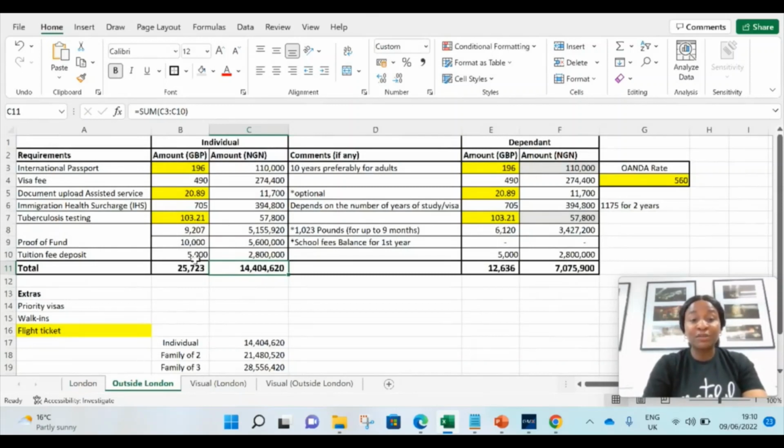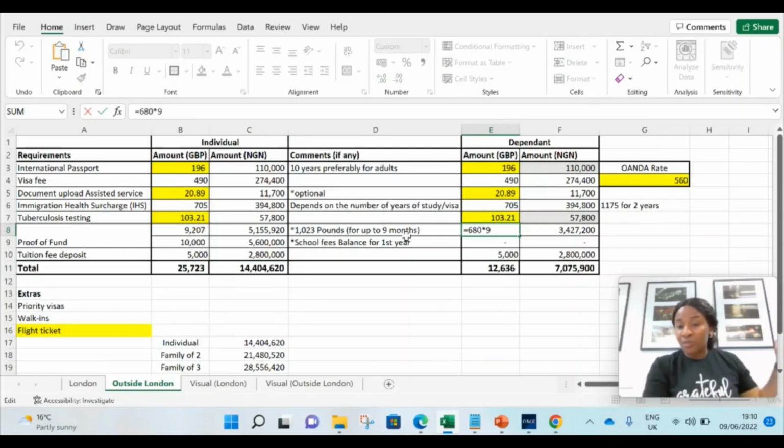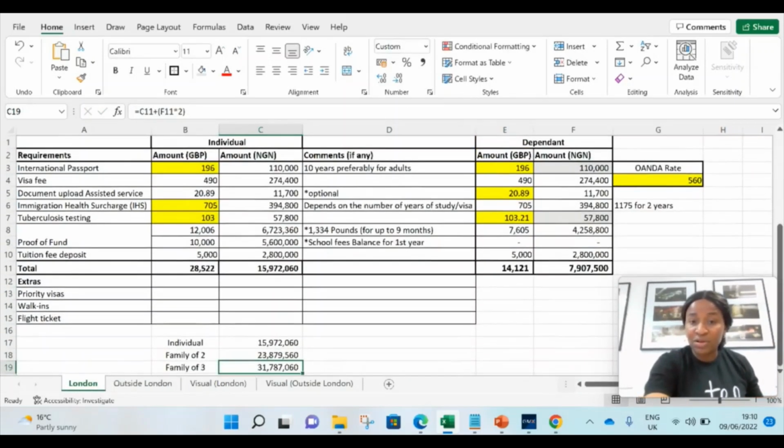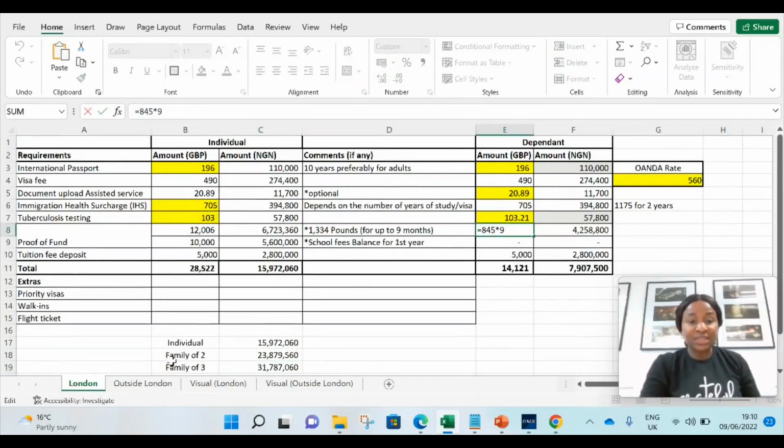So the major difference between outside London and London, like I said, is the proof of fund. This proof of fund is £1,023 when you are outside London. For every school outside London, this is the price. It's lower compared to the 1,334 for London. And for the dependents too, it's lower. It is 680 compared to what we had in the other part, which was 845, if you recall. 845 right here. Okay, so that's basically the difference.